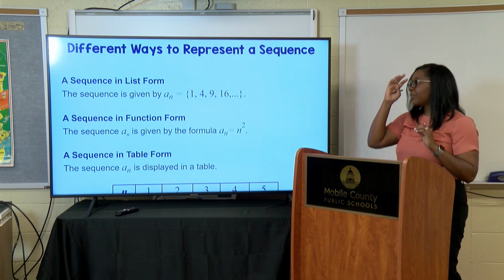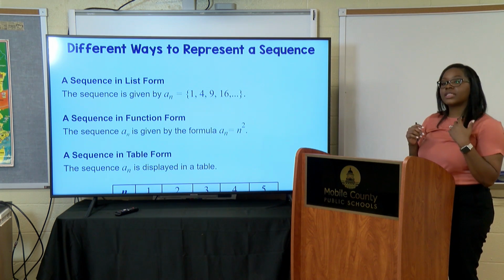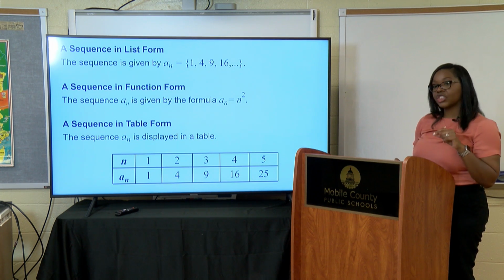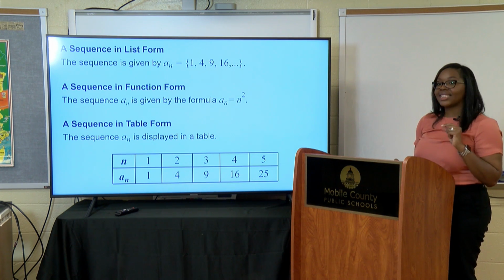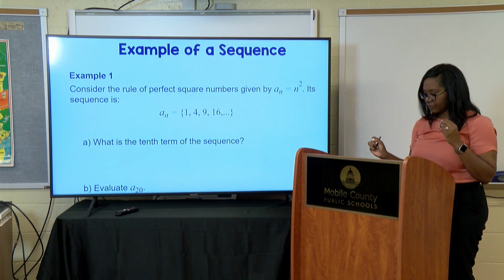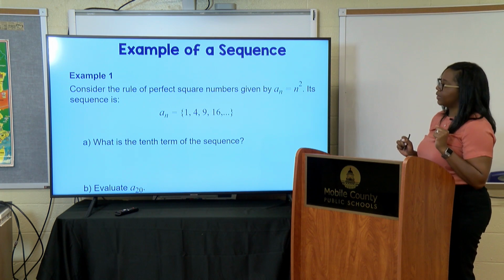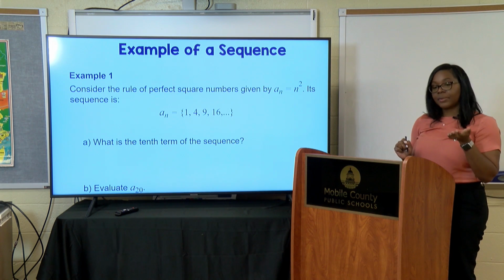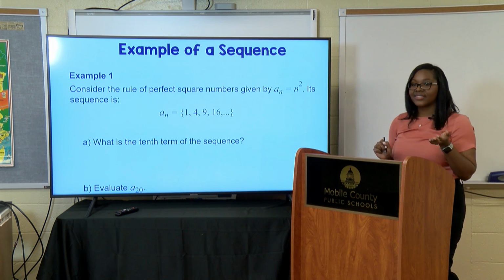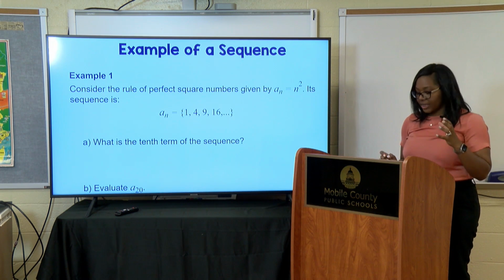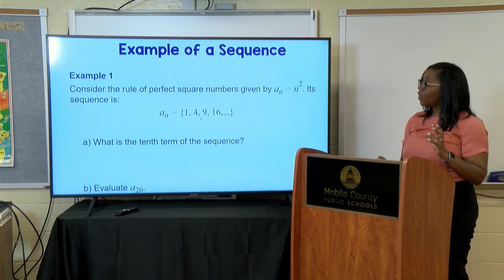There are 3 ways to represent a sequence. We can represent a sequence as a list, as a function, as well as a table. And we're going to look at all 3 representations. So here's an example of a sequence. Consider the rule of perfect square numbers, given by a sub n is equal to n squared. That's our formula or the equation. Its sequence is 1, 4, 9, and 16.